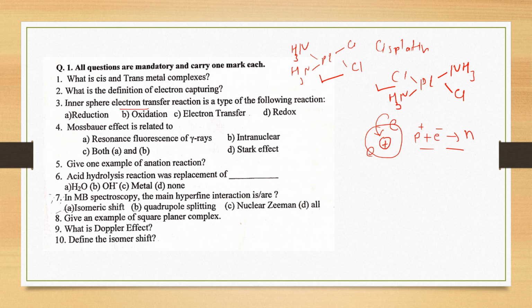Inner sphere electron transfer reaction is a type of redox reaction. Mossbauer effect is related to resonance fluorescence of gamma rays. Then, give one example of an SN1 reaction.